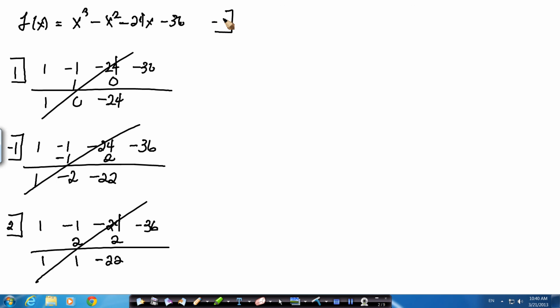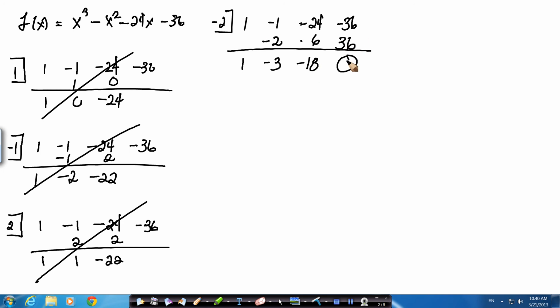Let's try negative 2. 1, negative 1, negative 24, negative 36. All right, bring the 1 down. Negative 2 times 1 is negative 2. Negative 2 plus negative 1 is negative 3. Ooh, this is looking good. Negative 3 times negative 2 is 6, so we end up with a 6 here. Negative 24 plus 6 is negative 18. Negative 18 times negative 2 is 36, and we're happy.